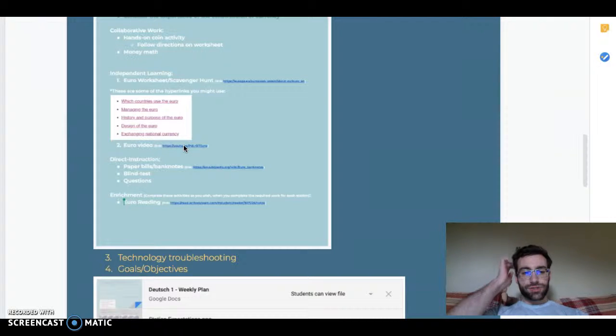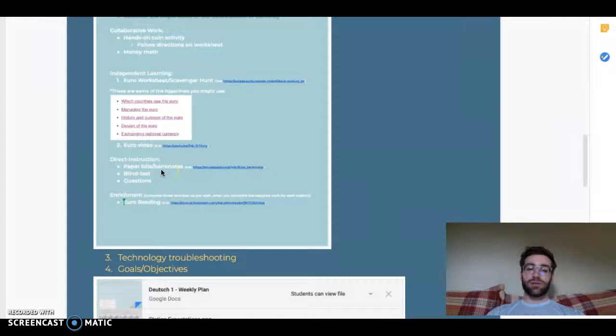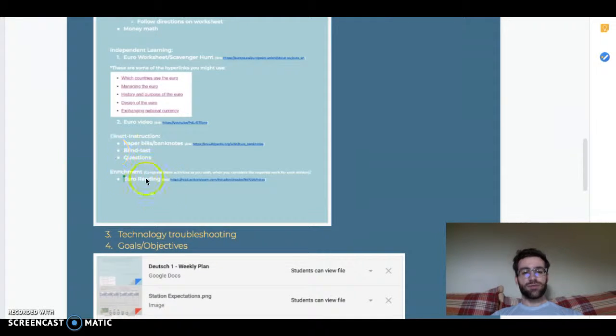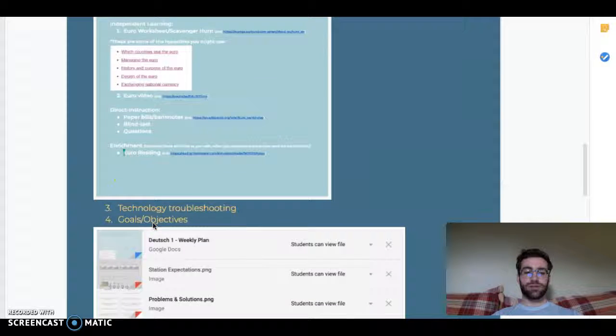The direct instruction group, that's where they'll be working with me, and I obviously have the activities they should be working on, but I did include a link which they will access while they're with me to take a look at the banknotes or paper bills. And then there's a blind test, so I have them test the currency, our own, the USD, and then the euro, to see how it would work, essentially, which one works better, or what the advantages and disadvantages are of each currency if a blind or visually impaired person were to use that currency. And then of course I'm asking them questions and they have the opportunity to ask questions.